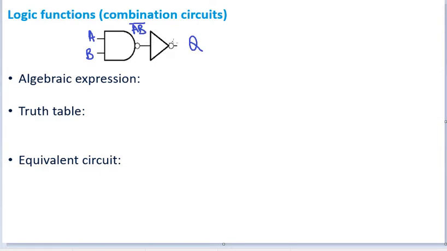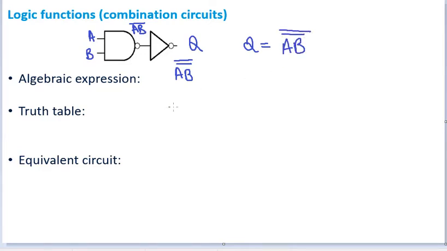And then it goes through this, and this is a NOT gate, so I end up with A, B, NOTted, going in as my input, and coming out, I NOT it twice. So I actually have Q is equal to A, B, NOT NOT.